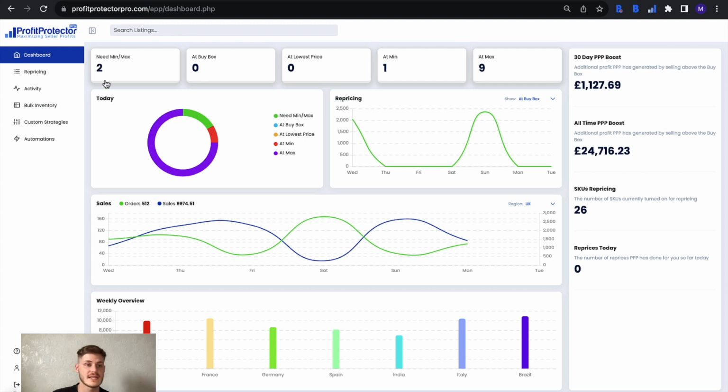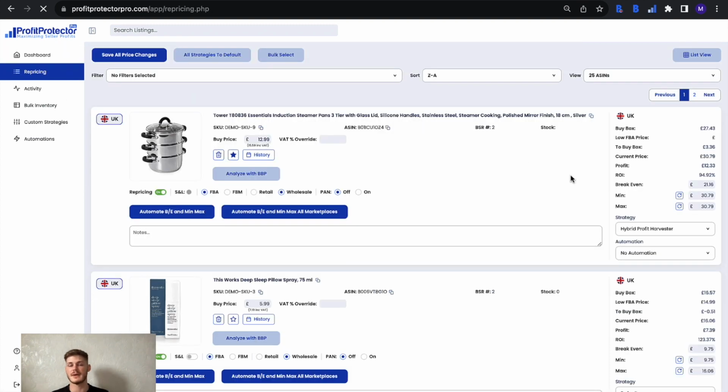Again, you can do this individually per item on the repricing page. You can do this via bulk inventory CSV, or you can use the auto min max function to get Profit Protector Pro to calculate the minimum and maximum, as well as the break even based on the rules that you have set.